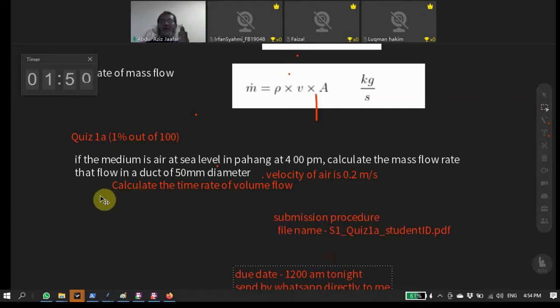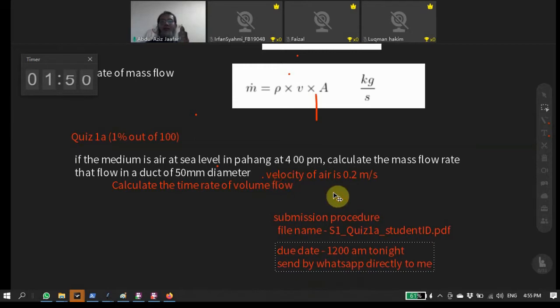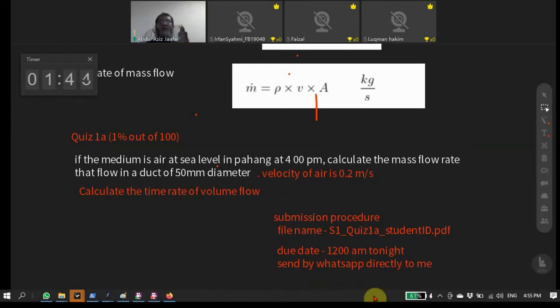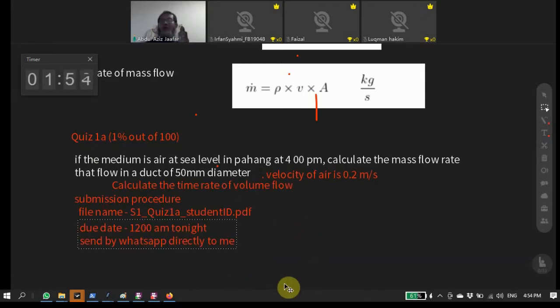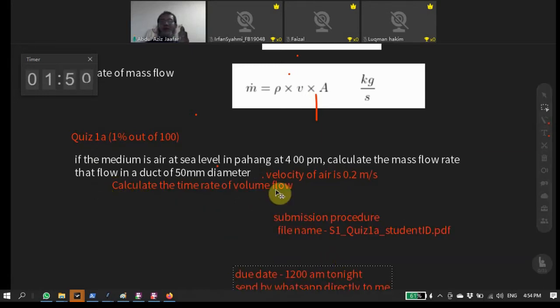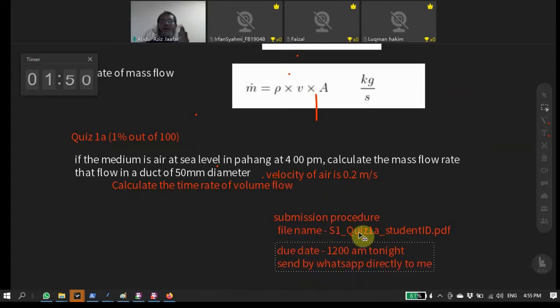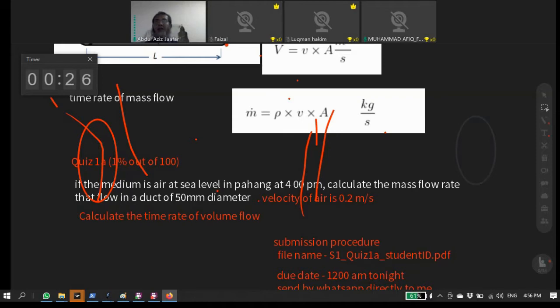Yes, Muhammad. Sir, I just want to ask about the time rate of volume flow. Is the formula equal to V times area, fluid velocity times area? Yes. You can have a different equation if you don't want to use density times area, so you can have directly the volume divided by time. So we have a volume, and then you divide by time.